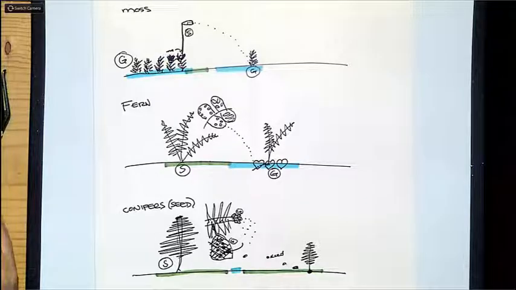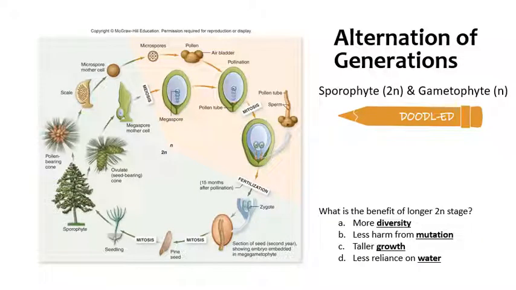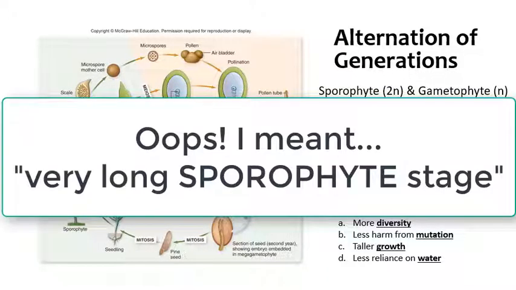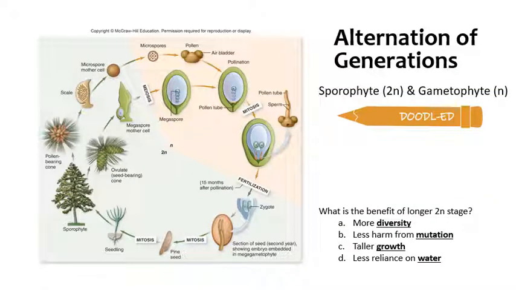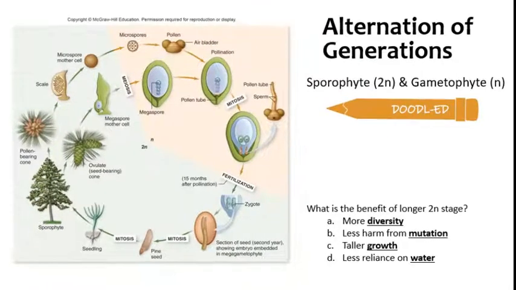If we compare our 3 life cycles, we see that mosses have a very short sporophyte stage and a very long gametophyte stage. The ferns have a longer sporophyte stage and a shorter gametophyte stage. The seed plants have a very long sporophyte stage and these very tiny, short-lived gametophytes. This corresponds with the movement from wetter environments to drier environments.